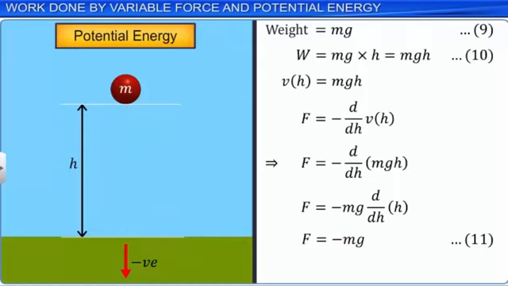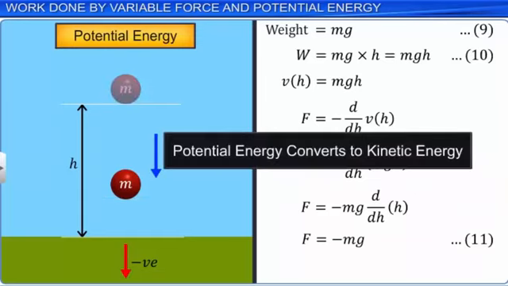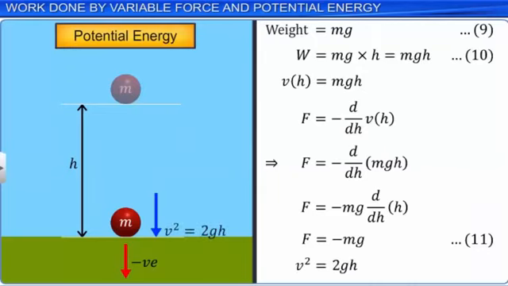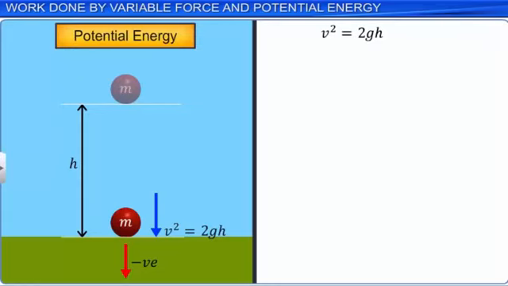Hence, when released, the body comes down with increasing speed, converting its potential energy into kinetic energy. The body strikes the ground with the velocity v denoted by the expression v square is equal to 2gh. On multiplying both sides of the above equation with half m, we get half mv square is equal to half m into 2gh, which is equal to mgh. The left side of the equation is the kinetic energy of the body on reaching the ground, and the expression on the right is the potential energy stored.